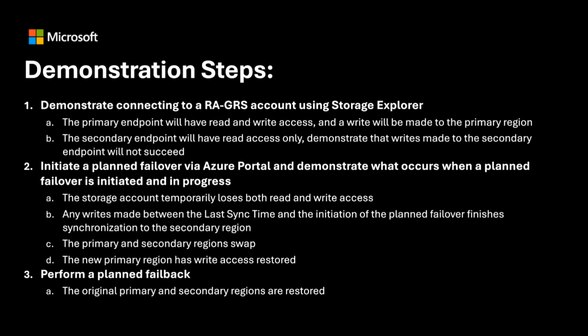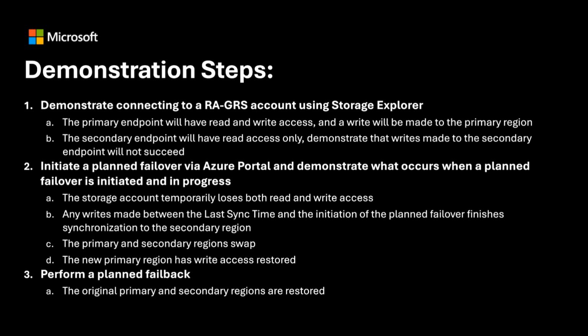I'll then show that the primary and secondary regions are swapped after the planned failover, and once the planned failover is complete, that write access is restored to the new primary region. Once my planned failover is successfully completed, I'll also show myself initiating a planned failback. From there, the original primary and secondary regions will be restored.